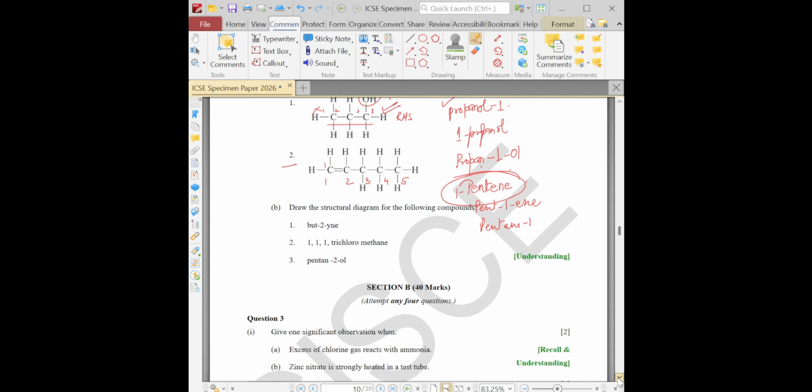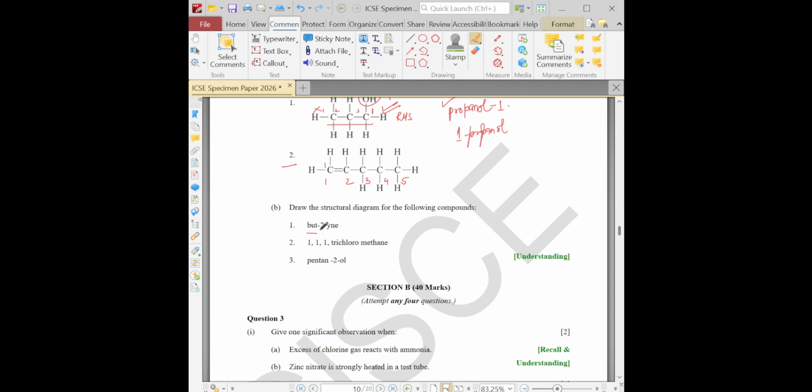Okay, next let's draw the structure diagram for but-2-yne. I'm erasing this, otherwise there will be less space to write. Answers are already there in the specimen paper. The idea in this video is to explain, to make you understand. Your concept should be clear. Okay, so draw the structure.